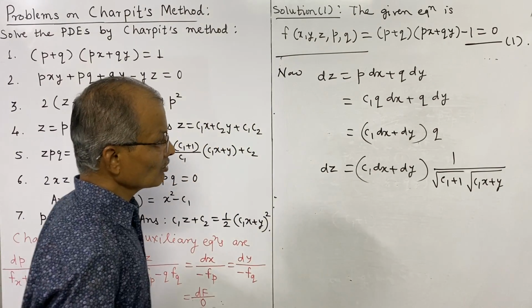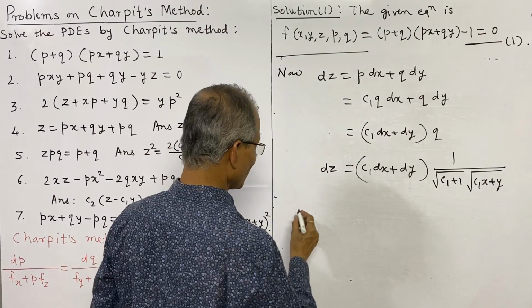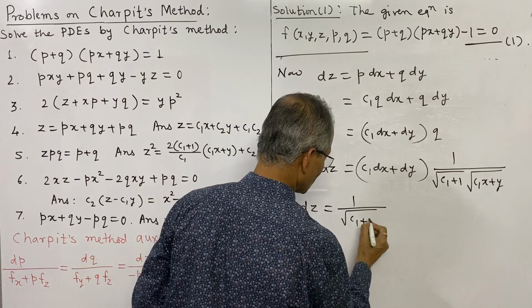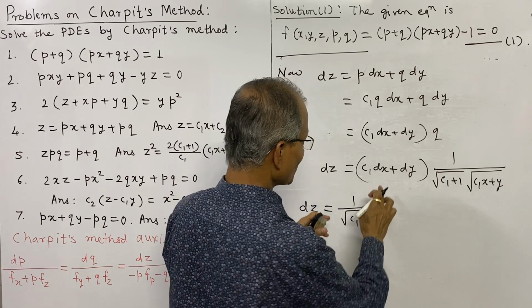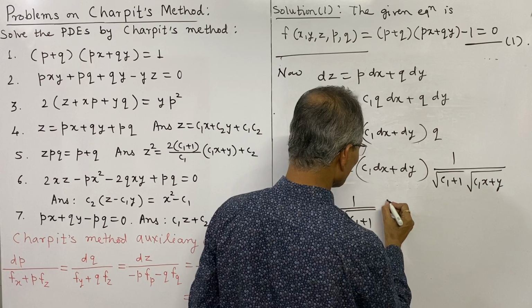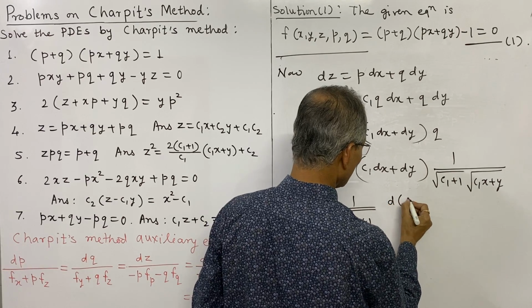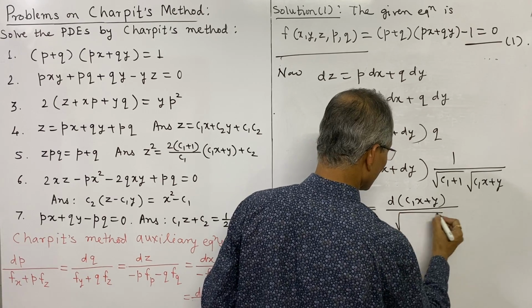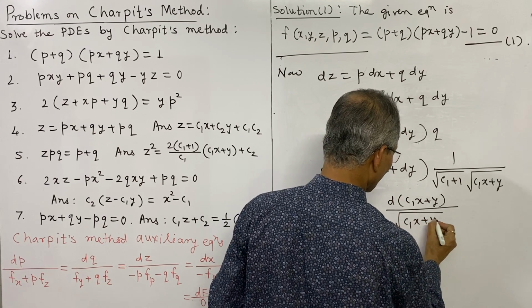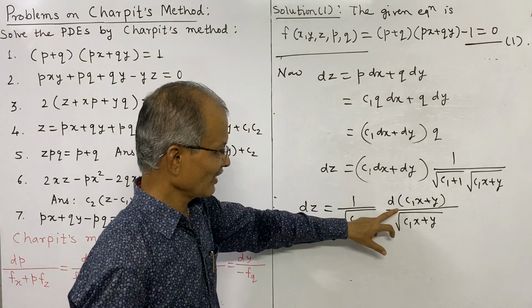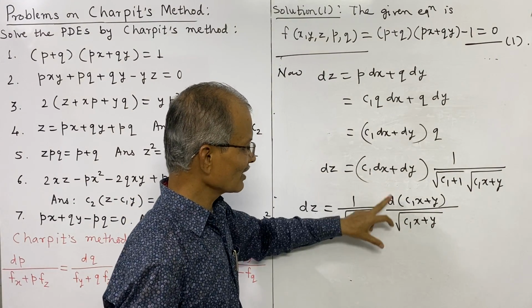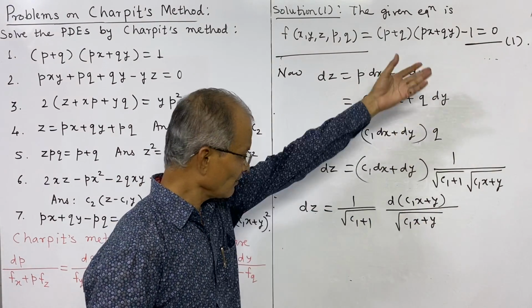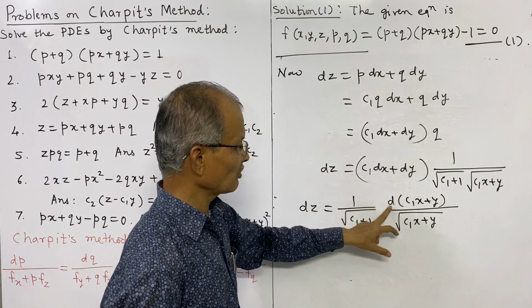Now we have to integrate this, and for integration we can write this as dz is equal to 1 upon under root c1 plus 1. I shall write that separately, and then I shall write this term here, but that term can be written as d of c1x plus y divided by under root of c1 into x plus y. You note this and verify this. What is this term? Why we have written this? Because it is of the form dt divided by root t. So as to integrate it, we have written in this form.